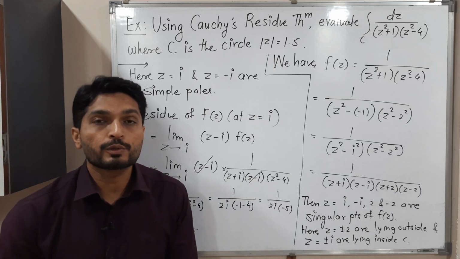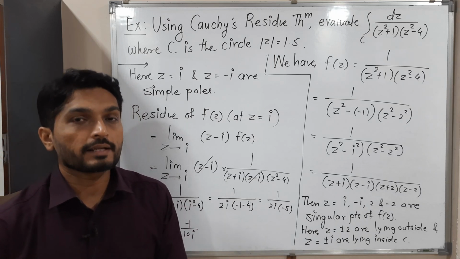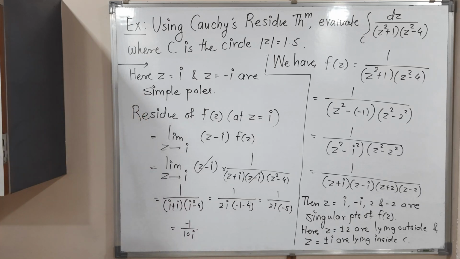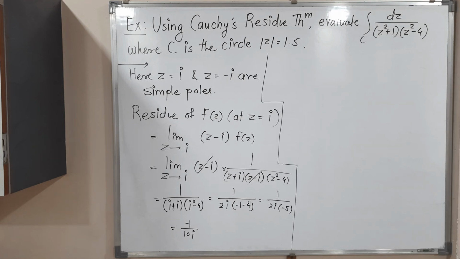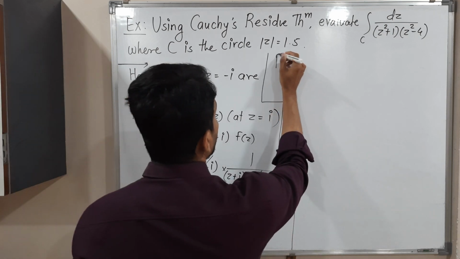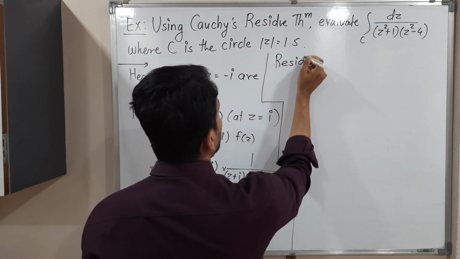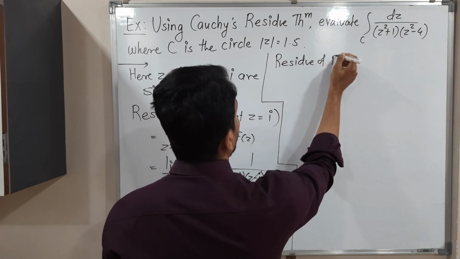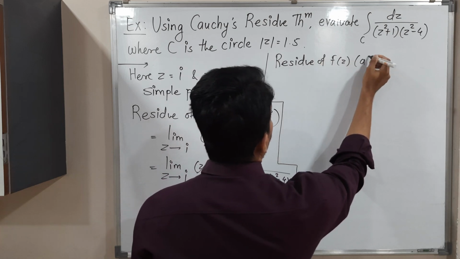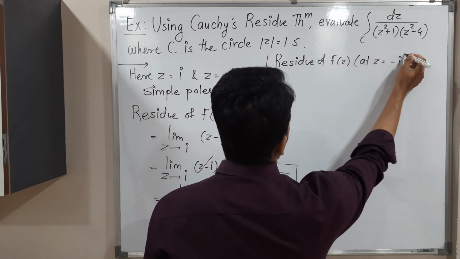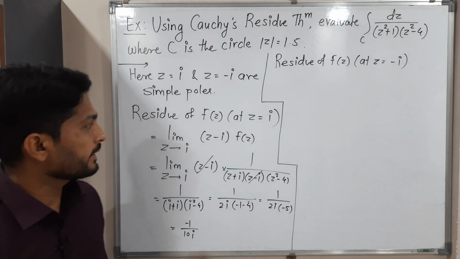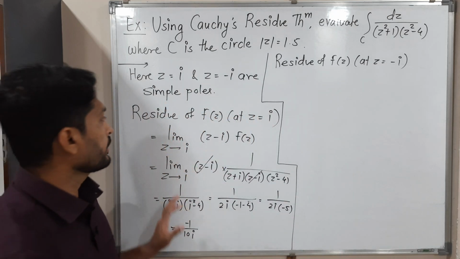Similarly, we have to find the residue at z equal to minus i also. No more space to write, make a screenshot of it first, then I will go further. So let us find the residue of f of z at z equal to minus i. It is also a simple pole, so the same formula is applicable.